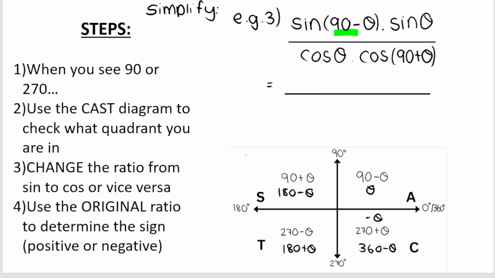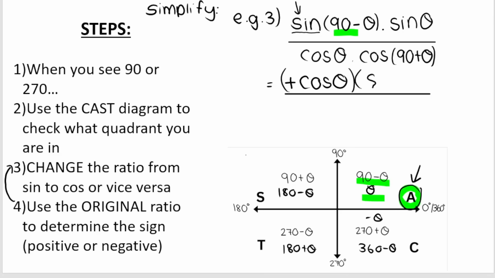We have got 90 minus theta, which, as I explained in the previous video, is in this quadrant over here, the A quadrant. In other words, all of my ratios are positive. We need to look at the original question. In the previous video, I spoke about how I actually swapped step 3 and 4, but it doesn't matter. You look at your original trig ratio, which is a sin. And in the A quadrant, sin is positive. So when I reduce, it's going to become positive. Because it's a 90 or 270, you change from a sin to a cos. Drop the 90 and you've got a theta like that.